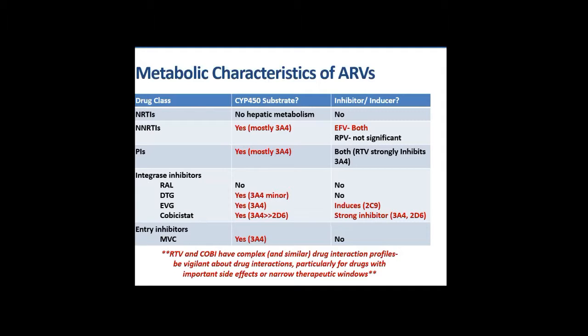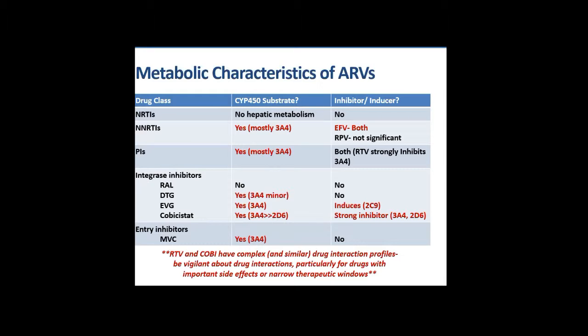And then for the integrase inhibitors, raltegravir actually is not metabolized by the P450 system, and it's not an inhibitor or an inducer. It is metabolized by a different system and has a couple of drug interactions, but they're relatively minor. Dolutegravir is a P450 substrate, but not an inhibitor or an inducer. Usually we don't have to worry too much about drug interactions unless there's another drug on board that does a lot to the P450 system.